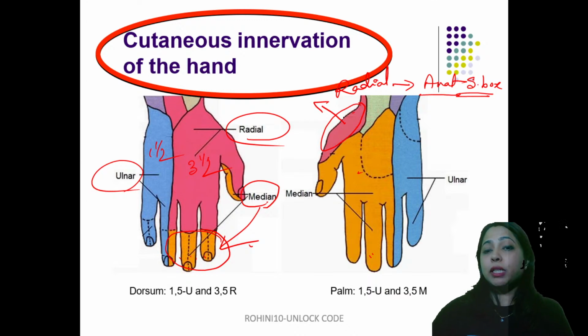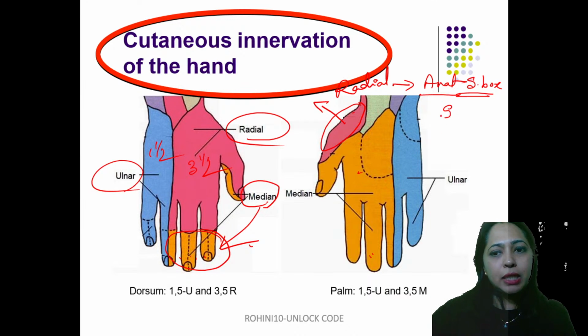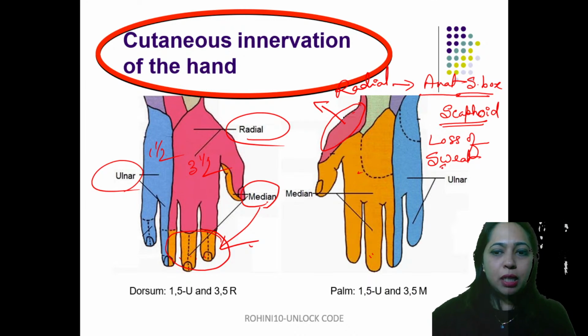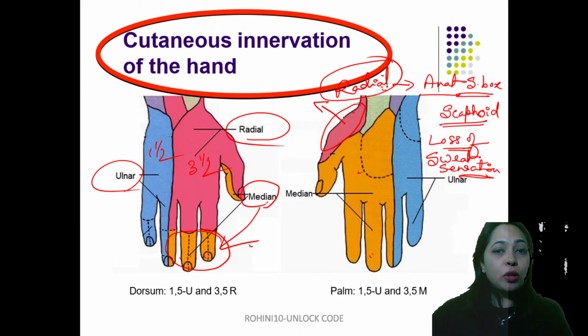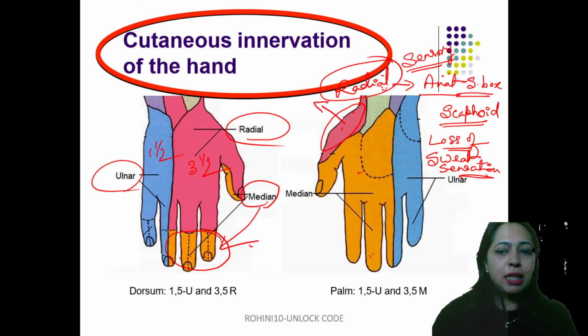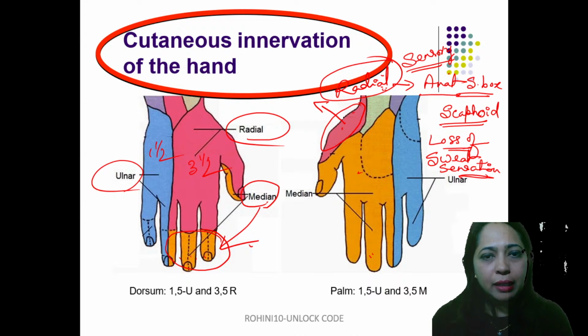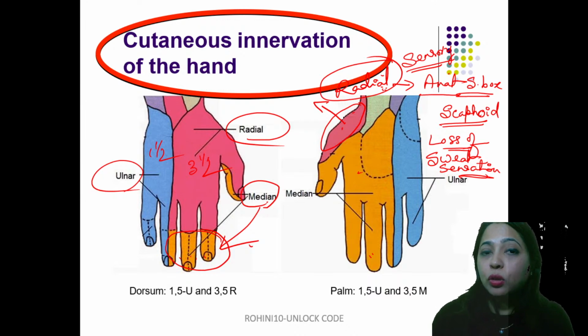Whenever there is an injury near the anatomical snuff box, it's not just the scaphoid that is fractured. The person also may show loss of sweat and sensation. Okay? Because of injury to radial nerve, because radial nerve also is the sensory to the anatomical snuff box. It is sensory. So when it is sensory, it also supplies the sweat glands there. So there is loss of sweat and also loss of sensation near the anatomical snuff box.